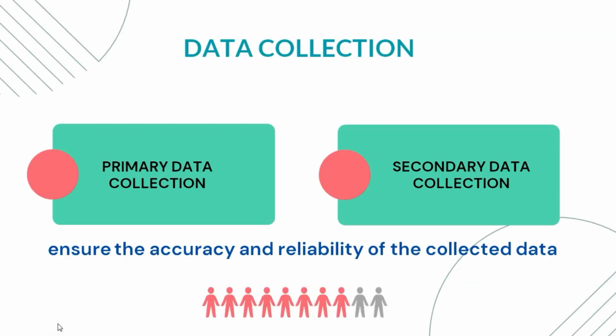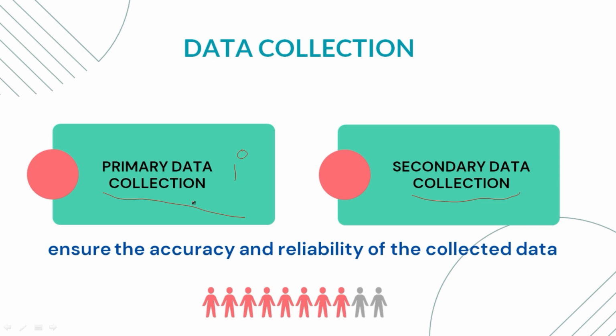So how do we collect the data? We already know that there are two methods for collecting the data. The first one is primary data collection method and the second one is secondary data collection method. What is primary data collection method? Primary data collection method is the method which involves gathering data directly from the source. For the research purpose, we directly gather the data. That is primary data collection.